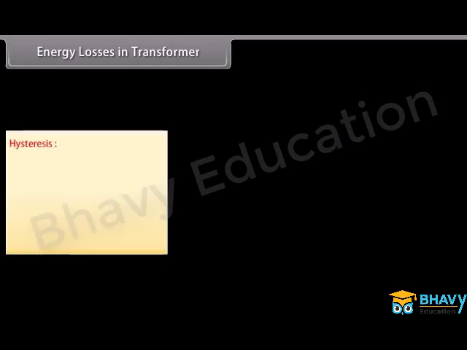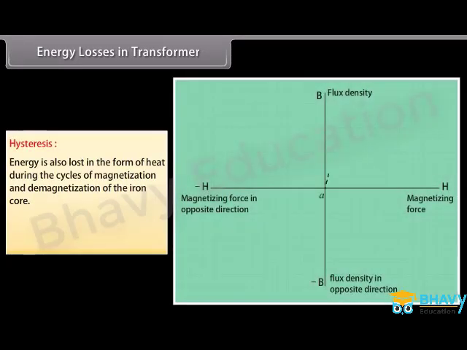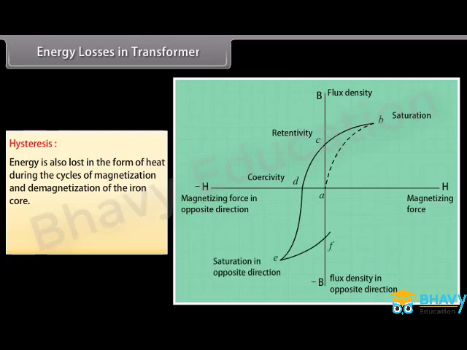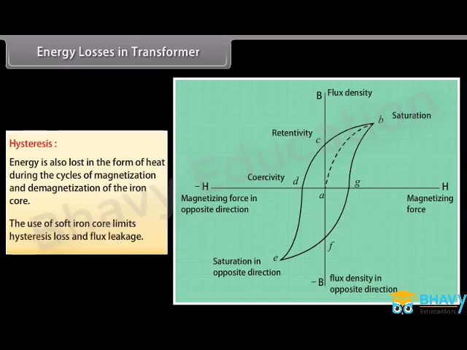Hysteresis. Energy is also lost in the form of heat during the cycles of magnetization and demagnetization of the iron core. This loss can be minimized by using core material having a narrow hysteresis loop. The use of soft iron core limits hysteresis loss and flux leakage.